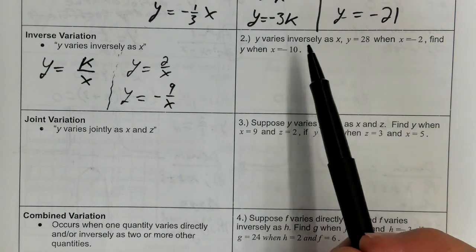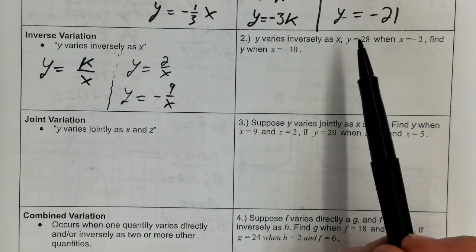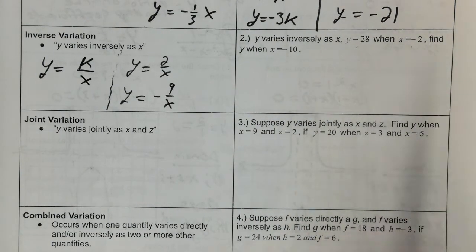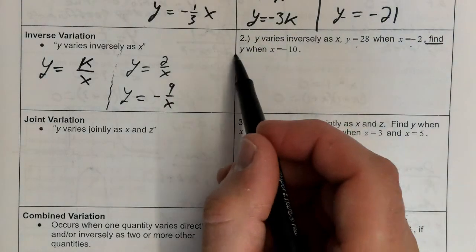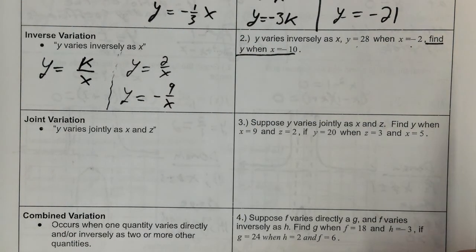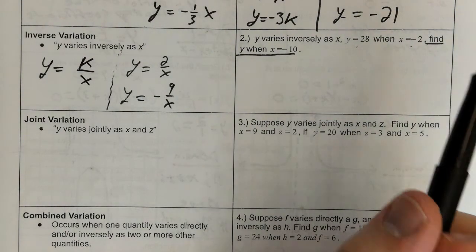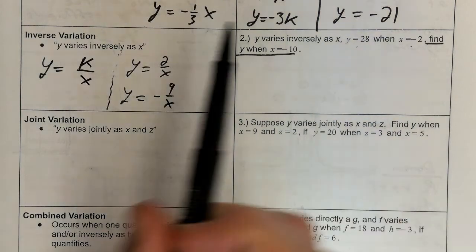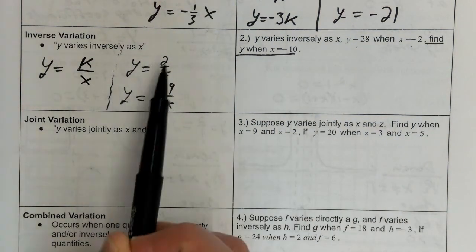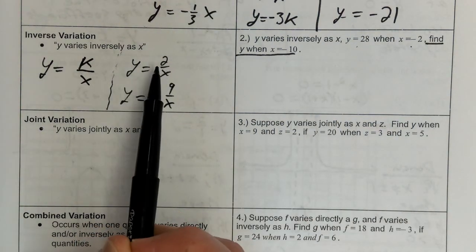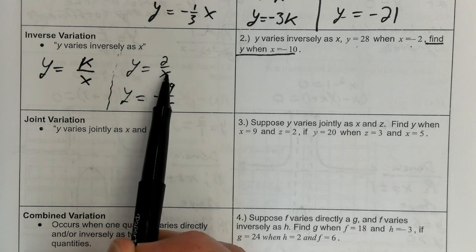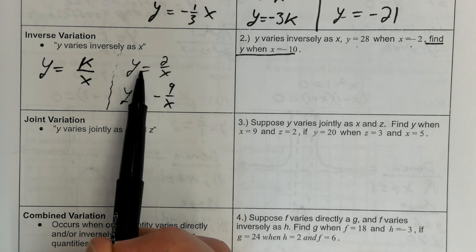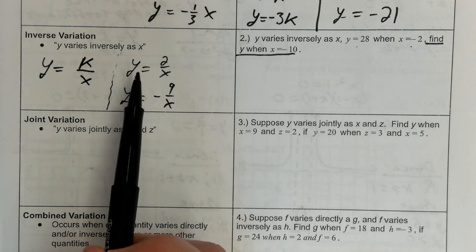Okay, so y varies inversely as x is given here. y is 28 when x is negative 2. Find y when x equals negative 10. That's our goal. Figure out what y is when x is negative 10. If I knew the equation, so for instance, if I knew this top equation, y equals 2 over x, then I could find it right away. I could plug negative 10 in and solve for y. But I don't have the equation, so I've got to go get it.